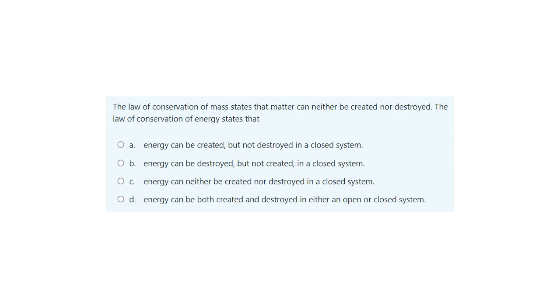The law of conservation of mass states that matter can neither be created nor destroyed. Then it asks you about the law of conservation of energy. Well, the law of the conservation of energy is exactly the same. Energy cannot be created or destroyed. So cannot be created, cannot be destroyed, can neither be created is correct, nor destroyed is correct.